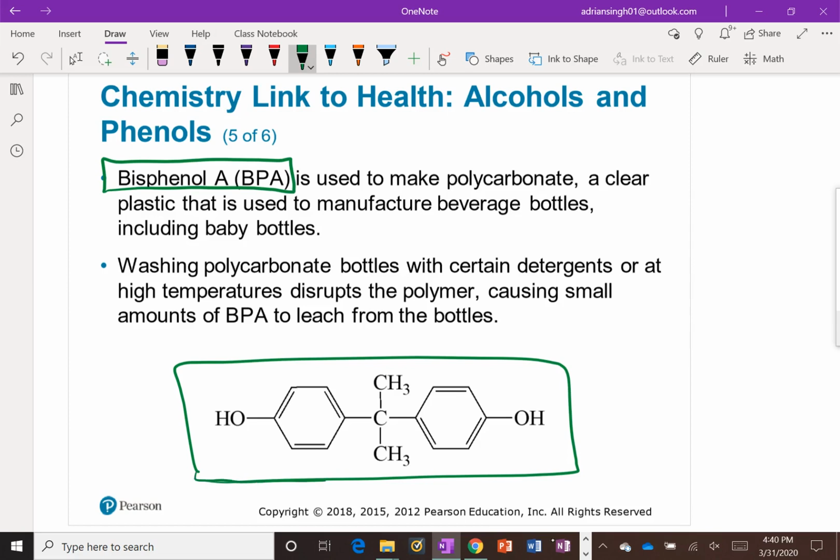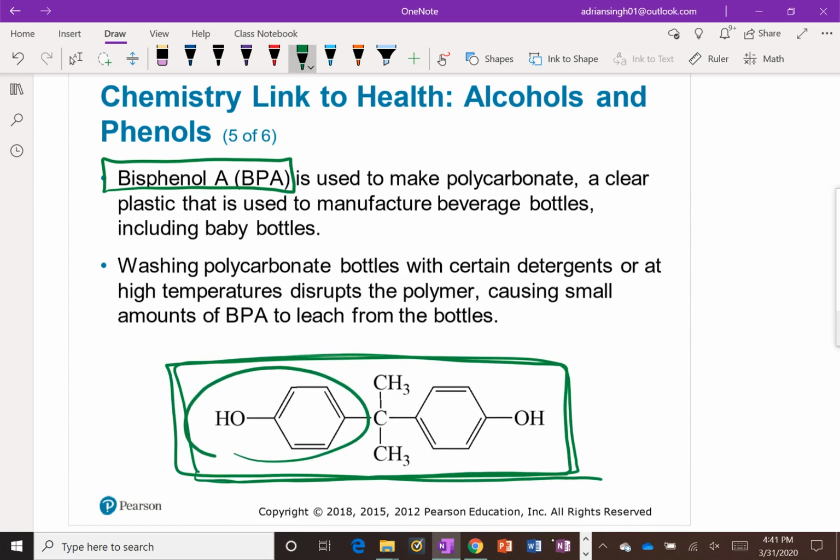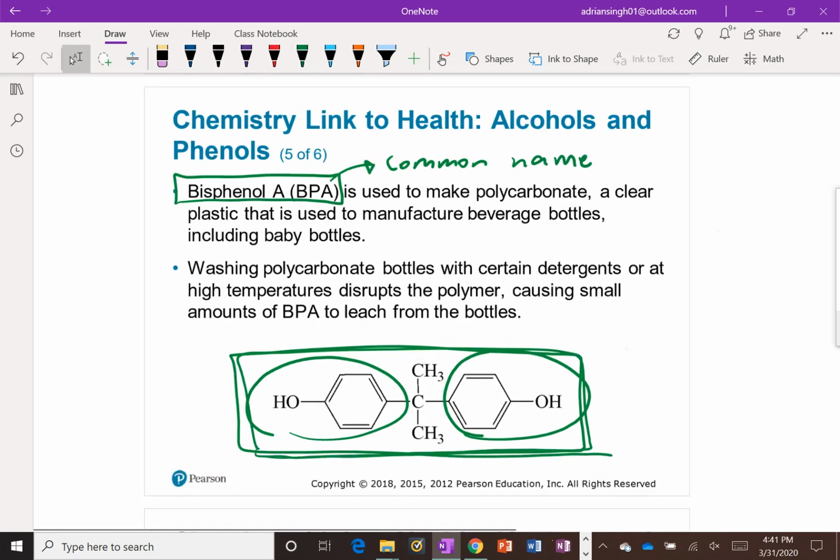So this is the chemical or structural formula for bisphenol A. You can see that there are two phenol functional groups in this, and they're both attached to a carbon in the middle. This is the common name for this. We won't worry about the systematic way to name that. That tends to be a little bit more challenging. But we could name it if we wanted to.